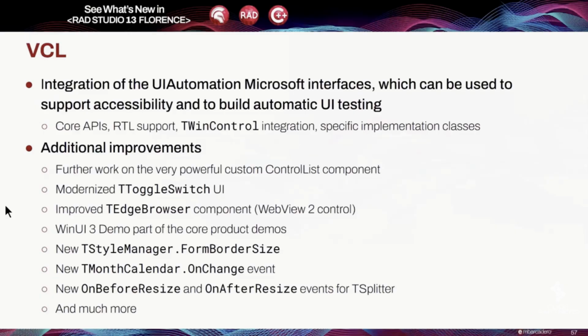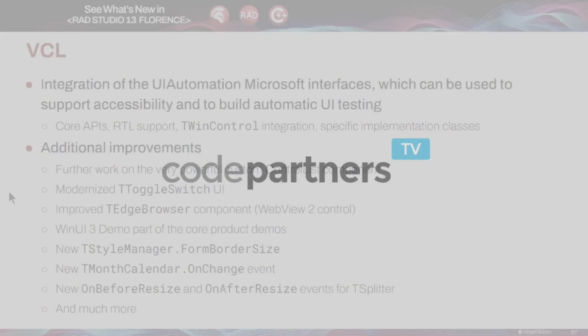There are a lot of other improvements in the VCL library, from the control list component to the toggle switch to the Edge browser already mentioned, the style manager, month calendar, and new events for TSplitter. I could continue for probably 10 minutes going through each and every small change and improvement we've done, and a lot of these are actually done because we had specific customers with requests and specific use cases that make sense, and we wanted to be able to let you easily implement.